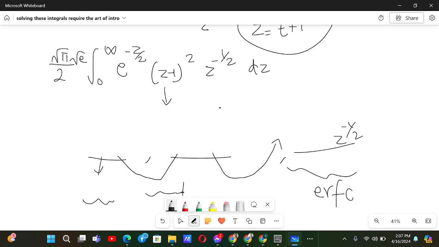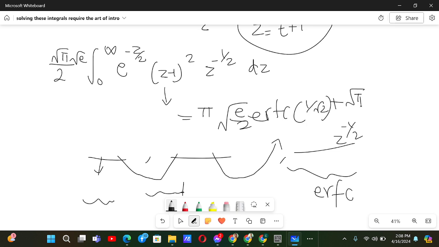My computer isn't really responding well to my touches, and I will just let you know the answer over here. I think it's not worth it to solve in this way. So we have pi root e by 2 erfc of 1 by root 2 plus root pi root e by 2 erfc of 1 by root 2 plus root pi.